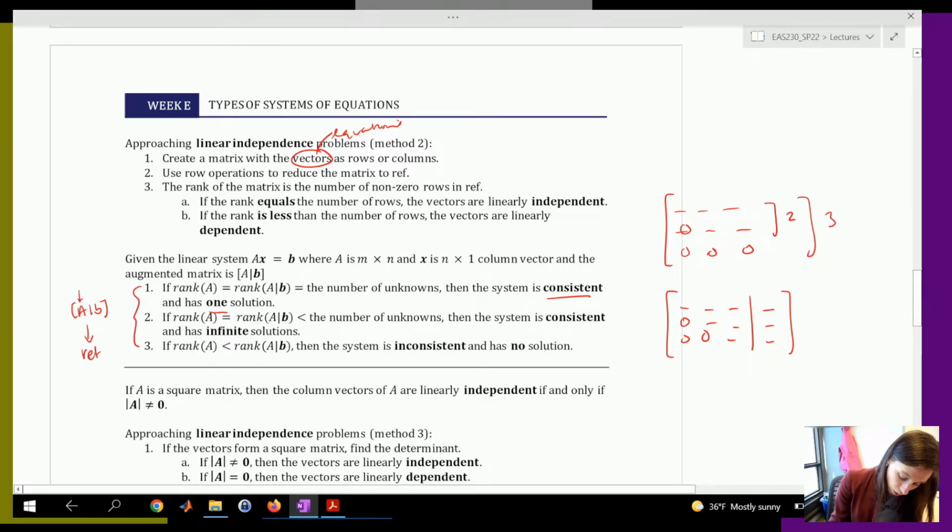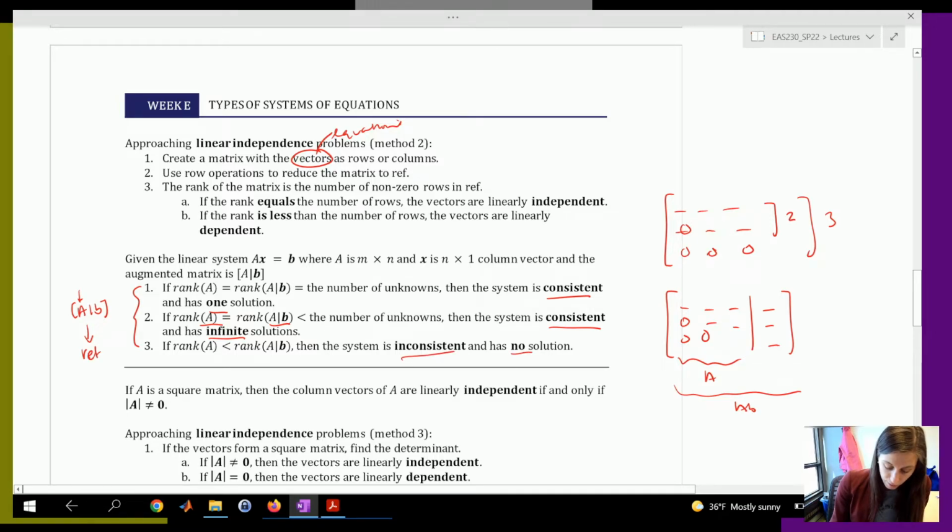If we end up with all zeros along the bottom, then the rank of A equals the rank of AB. Here's A, here's AB. It's both 2 in this instance, but it's less than the number of unknowns, or the number of columns. Then the system is consistent and has infinite solutions, and we already know that. And lastly, if the ranks differ, so if the rank of A is less than the rank of AB, then my system is inconsistent and has no solution.